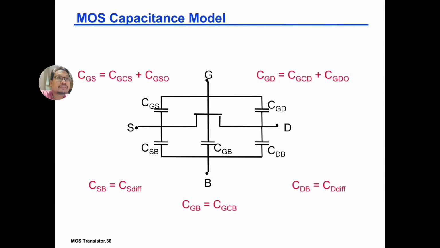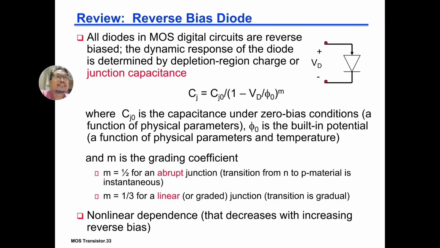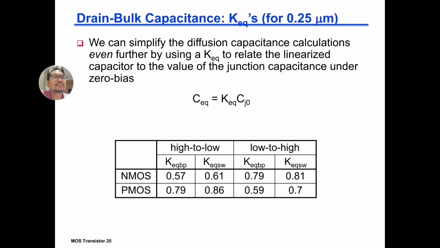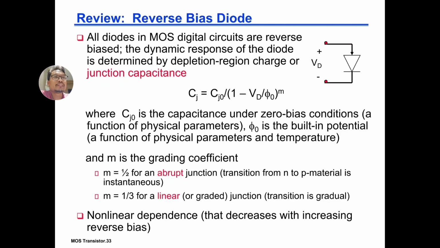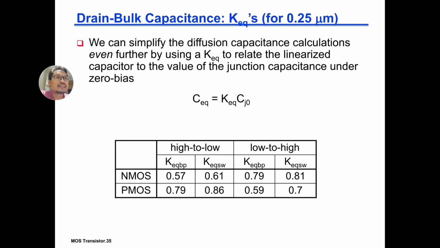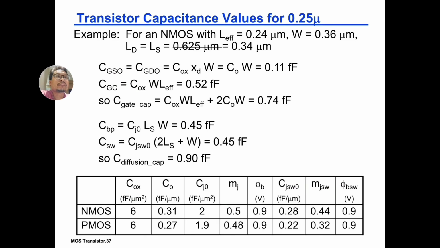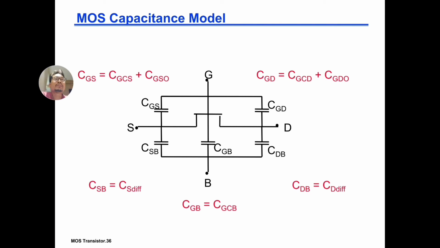You can read through yourself regarding the reverse bias diode and how to simplify further the capacitance equation. But we're just going to use the original one, the one that we just discussed. And finally, we arrive at our MOS capacitance model.